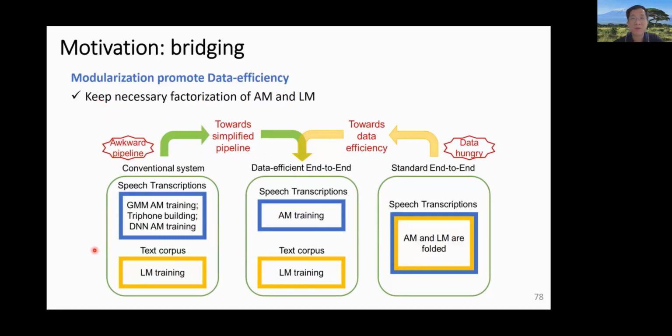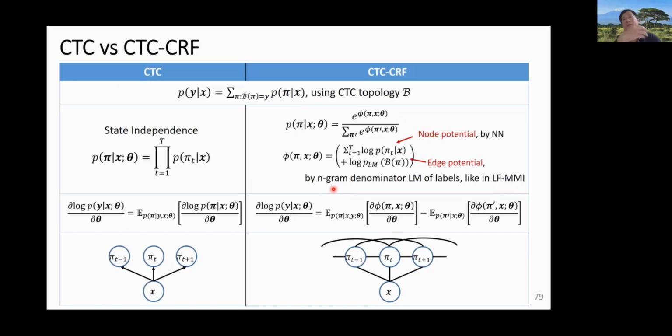The conventional system is a hybrid one, which uses separate AM and LM but has an awkward pipeline. The recent end-to-end system has a simplified pipeline but tends to be data hungry, so we would like to bridge the benefits of the two approaches. Okay, so we can develop CTC-CRF.